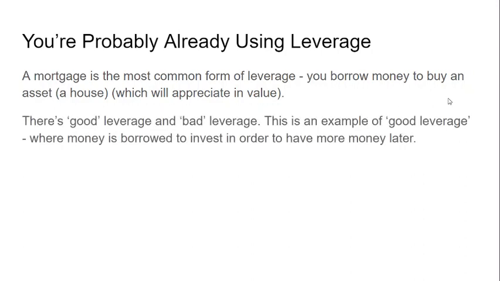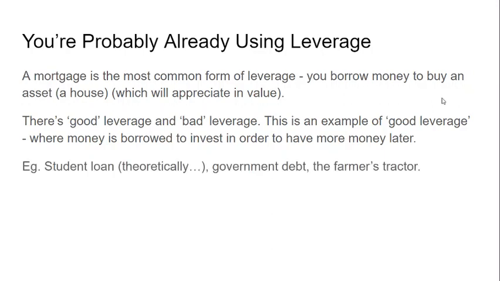A mortgage is a good type of leverage, where money is borrowed to invest in order to have more money later. Another example might be a student loan in theory, because you are theoretically investing in yourself and you're going to earn more money later. Governments take out debt to invest in their countries, and then that earns them more money later. The farmer's tractor: if you're a farmer and you don't have a tractor, everything's going to take up so much time. The amount of crop that you can harvest in a year is not going to be very much.